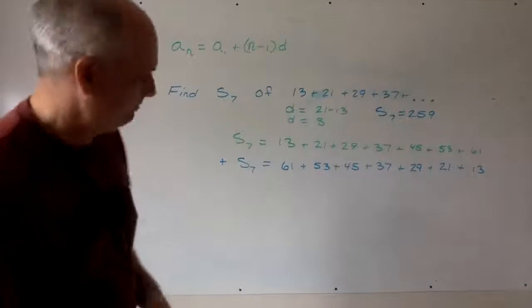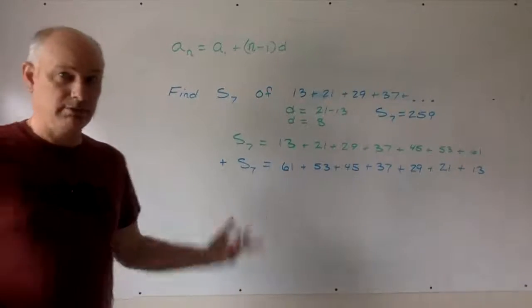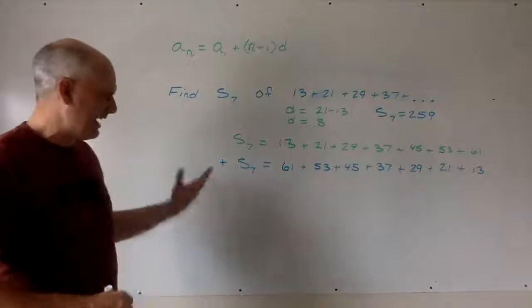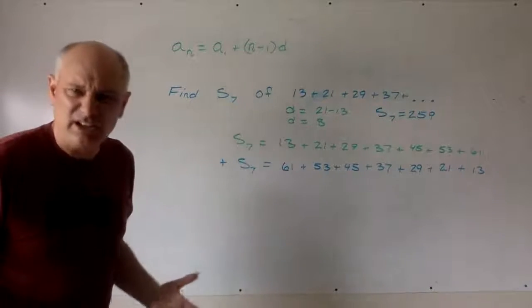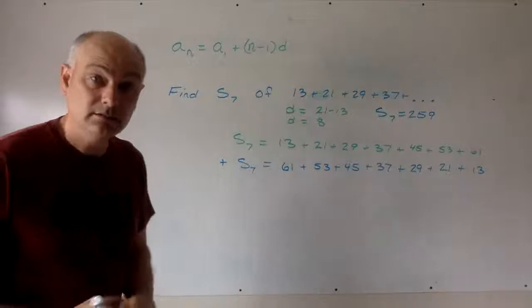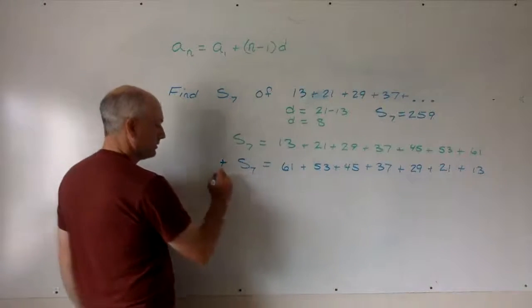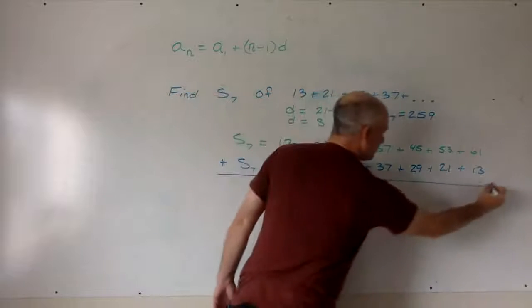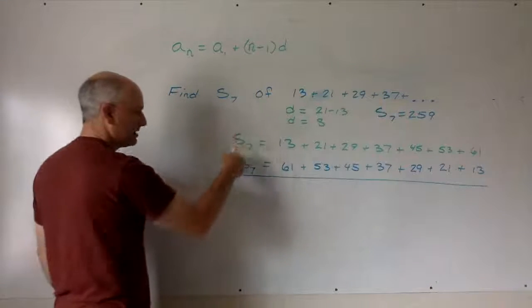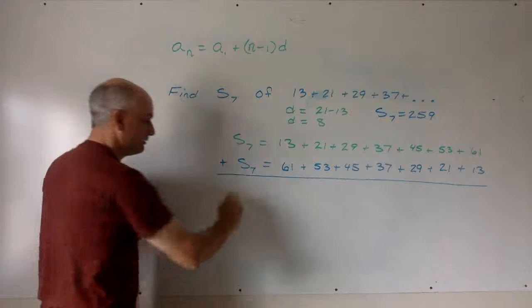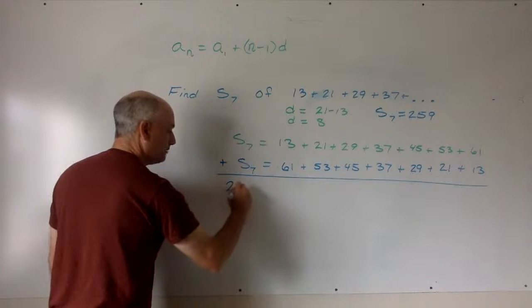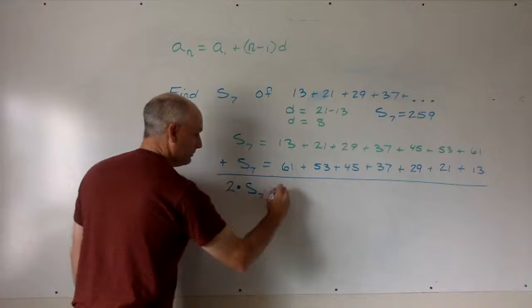Now, you might be thinking, okay, big deal, Mr. Varsh, it's still going to be the same thing, but if you're adding it, you're just making it twice as large. Yeah, but we want to see some patterns out of this. So I'm going to go ahead and add these together here. Notice that this S sub 7 plus S sub 7, we could say is 2 times S sub 7.